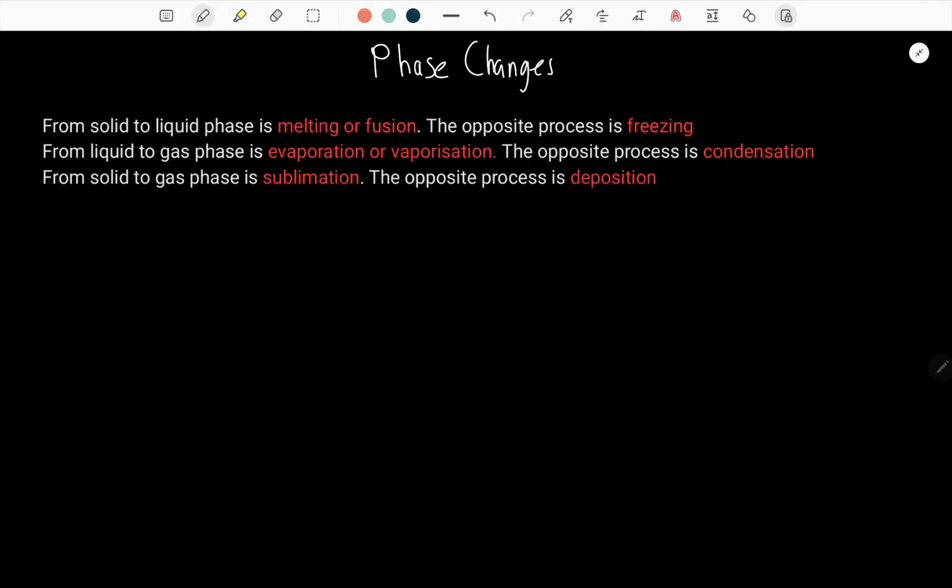So in this video, we'll be going over phase changes and enthalpy changes. So let's start with the basics. These are the processes from different phases. You need to know all of these, and you need to know both of the names.